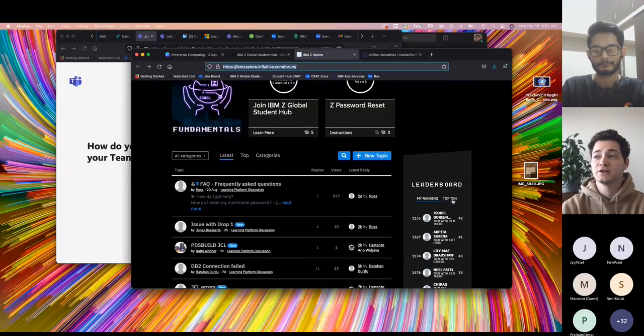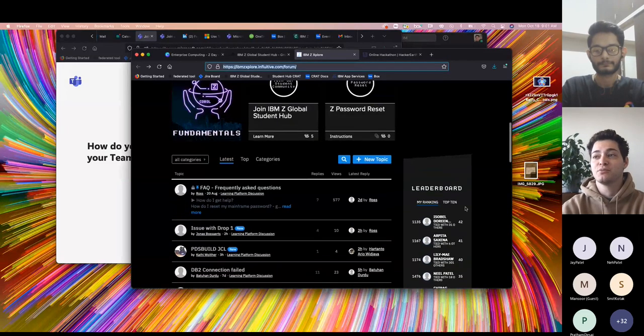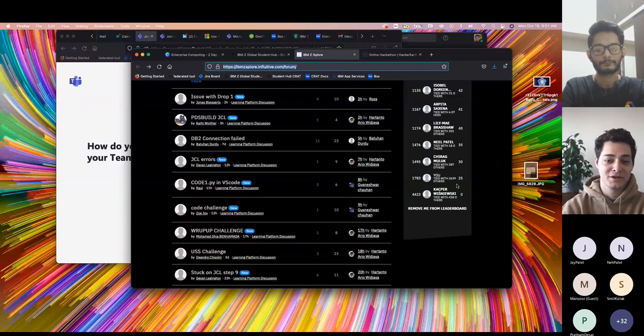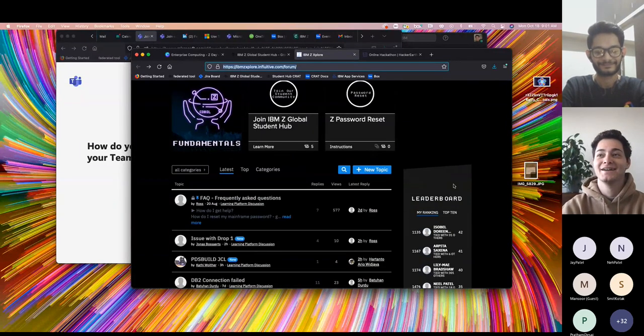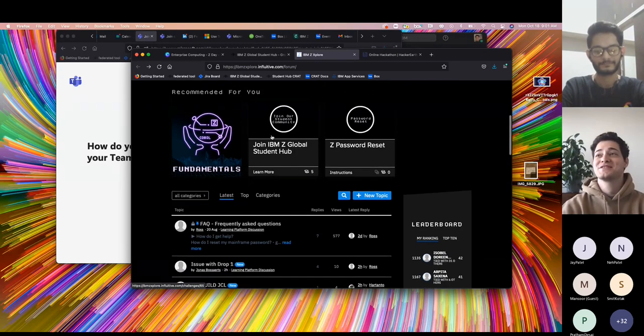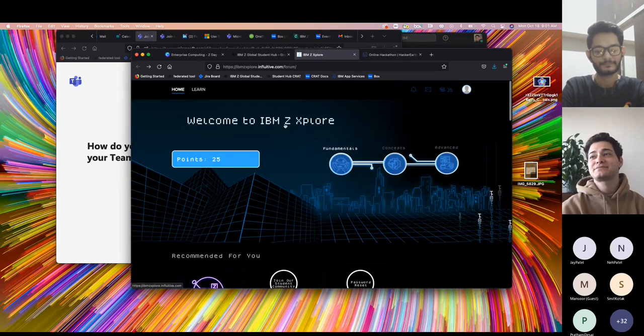You can climb your way up the leaderboards as well. Everything you do earns you points. I need to get myself more points. I need to start going through some of these modules to get more points. But you can also get points right here for joining the Student Hub. So that's another reason to join the Student Hub.